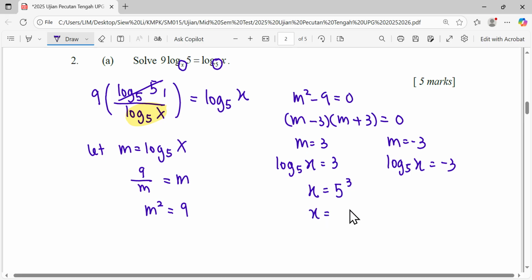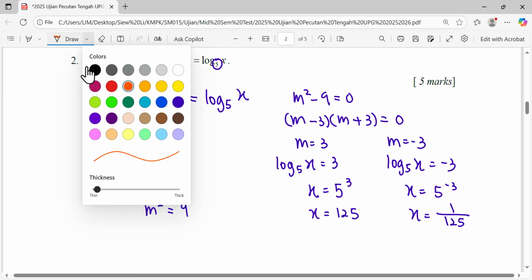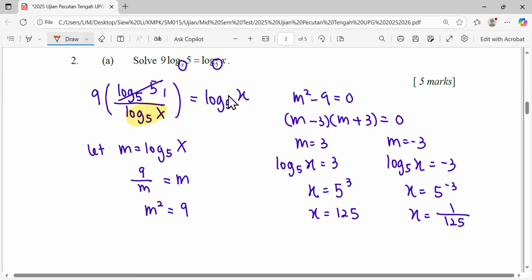So 5 to the power of 3 is 125. And this one, 5 to the power of negative 3, simplify it, it will be 1 over 125. So for log term, remember to check the validity. 125, when I put into log term, log always can bring the value of positive only. So make sure the value that we find here, put in the log here, that it can be function. So this is valid. And this one is positive number. When you put in the log, it also gives us a valid log function. So here we have our answer.